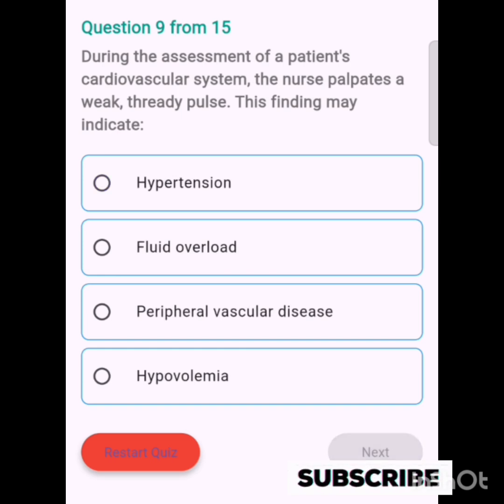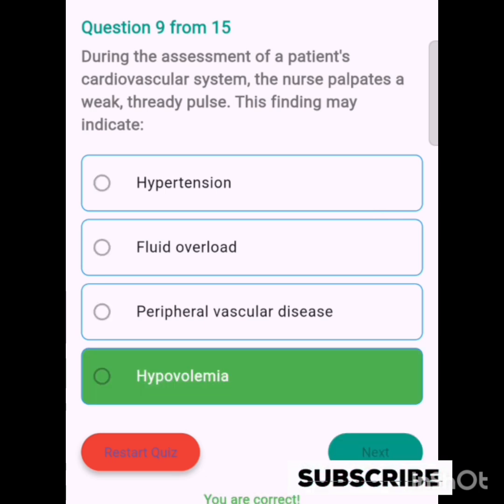Question number 9. During the assessment of a patient's cardiovascular system, the nurse palpates a weak, thready pulse. This finding may indicate hypertension, fluid overload, peripheral vascular disease, or hypovolemia. Here, the correct option is option D, hypovolemia. The rationale is a weak thready pulse is often associated with hypovolemia or decreased blood volume. It can be caused by conditions such as bleeding, dehydration, or shock.